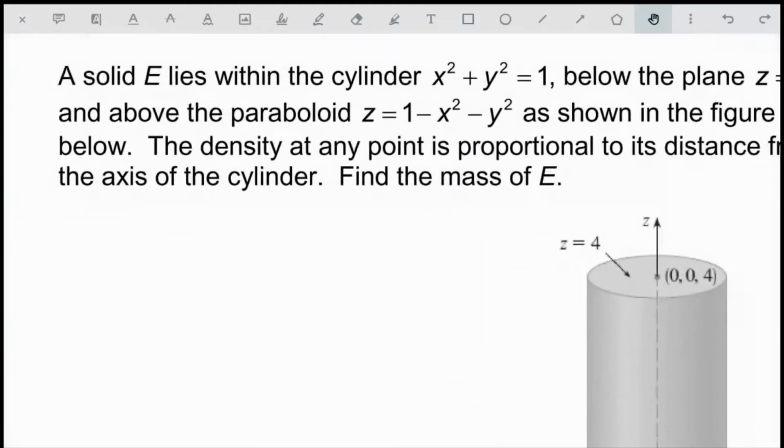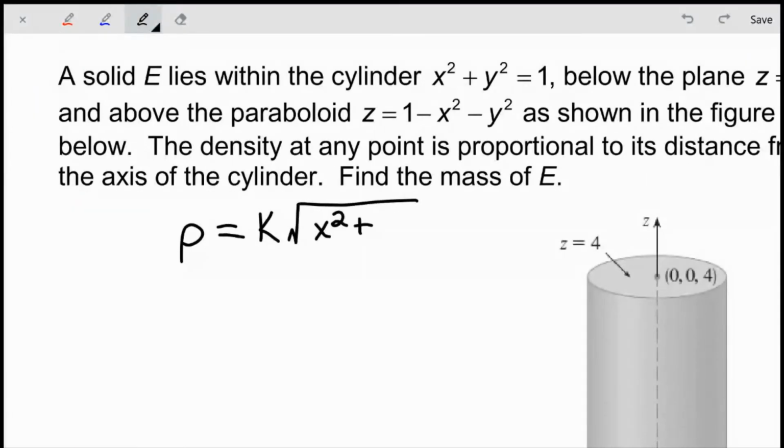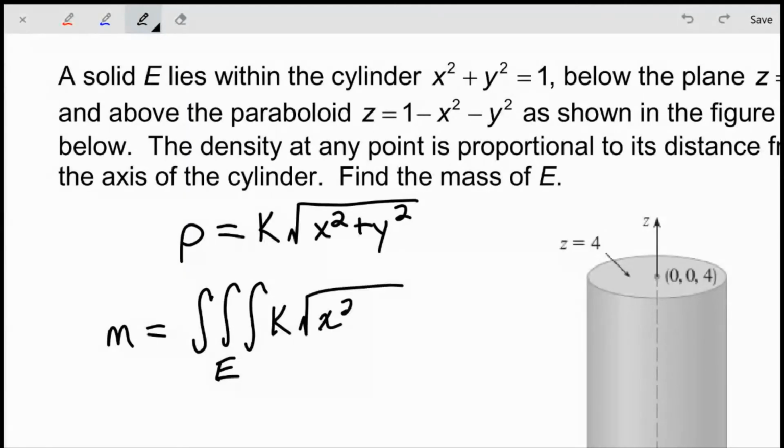Okay, so first of all, they gave us a description of the density here. The density at any point is proportional to its distance from the axis of the cylinder. So if I were to write out a density function, I've got my proportionality constant k, and the distance from the axis of the cylinder would be the square root of x squared plus y squared, just thinking in an xy plane type of direction. So that's how I would find the density at any particular point. Now, if I want to find the mass of this object, since it's a three-dimensional object, we're going to have a triple integral over this region E, and we know we're going to integrate our density. And just as a general setup, we'll just call that dV.